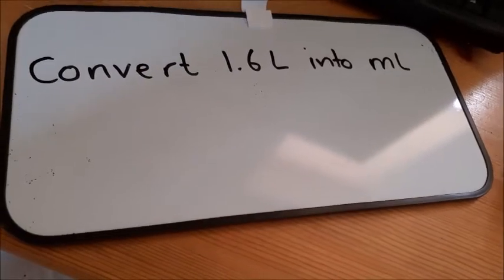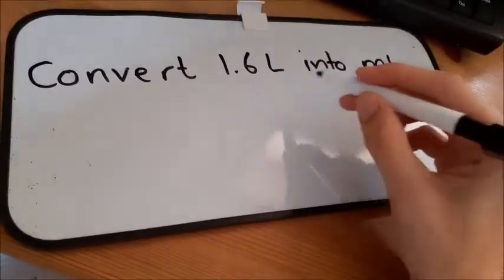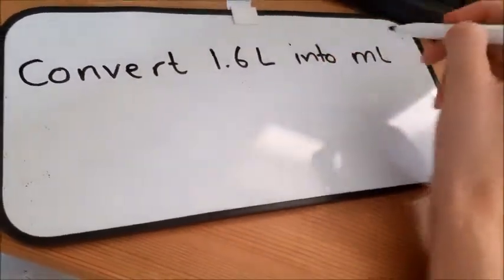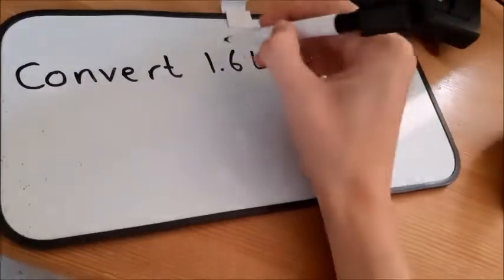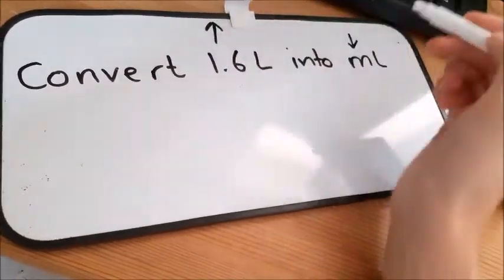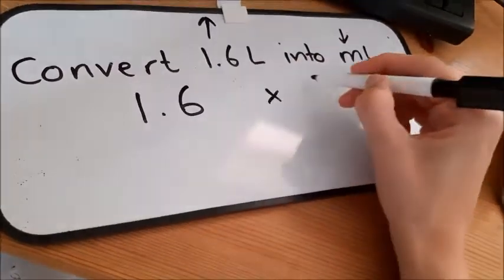Okay, I just wanted to do a few examples of volumes like milliliters and liters. So the same rules apply. This is a smaller measurement, so this number is going to become larger. So we're timesing here. 1.6 times 1,000.